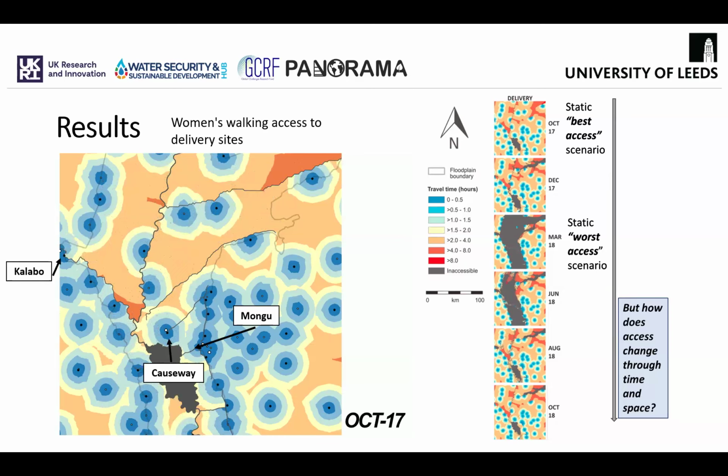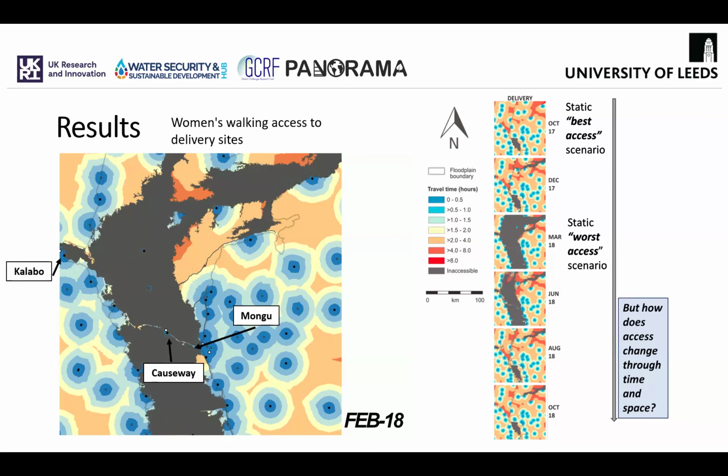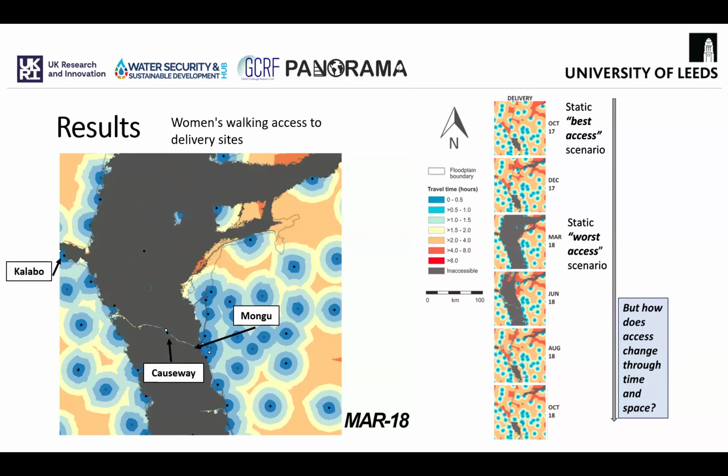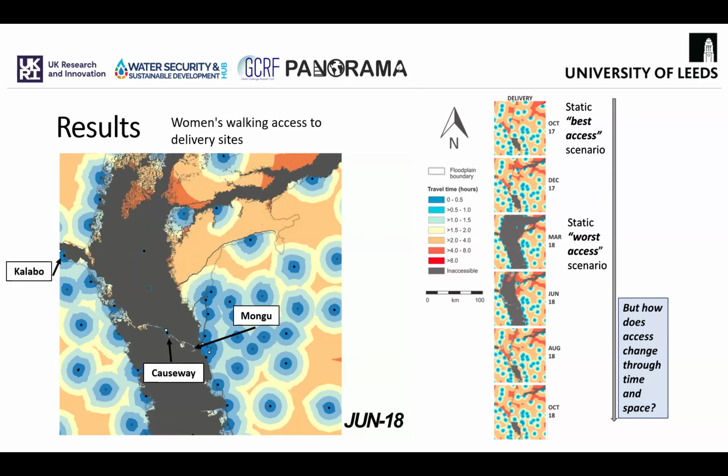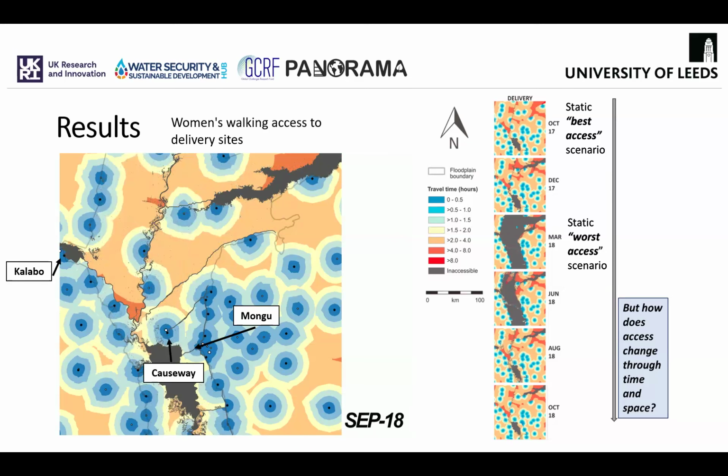And this is because whilst the 2018 floods were within the normal interannual variability, they were still quite large by comparison. And I think the key message here is that the previous static approaches would have completely missed a key observation: if we think of October as the dry season, and they were saying the best access is in the dry season, well, in 2018, that wasn't the case.